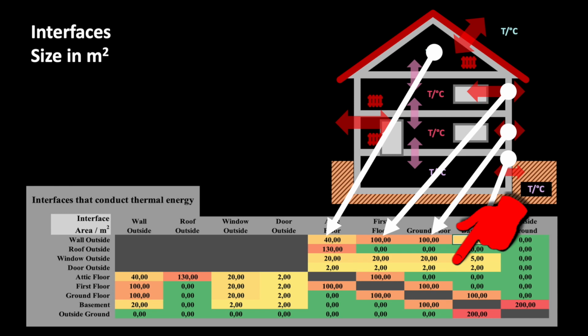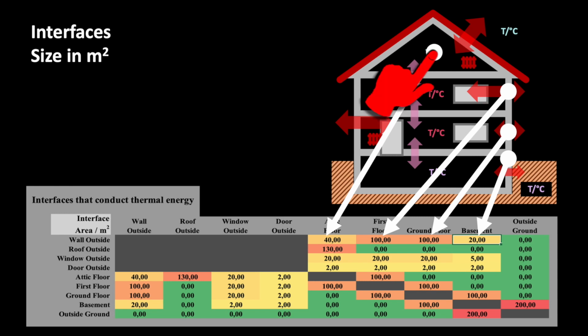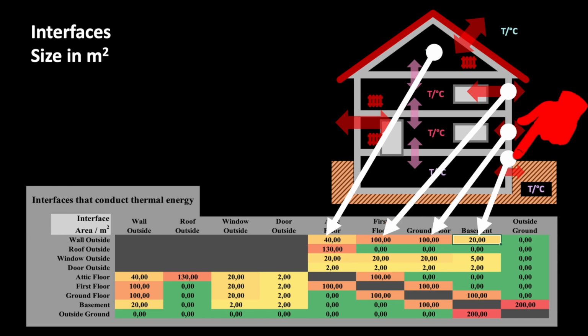I have measured all the areas in my example house and now enter them accordingly here. In my attic floor I have 40 square meters of wall outside. So that would be this triangular area up here on the house. The first floor has 100 square meters of wall outside and so on. And yes, the basement also has a small piece of wall outside of about 20 square meters down here.